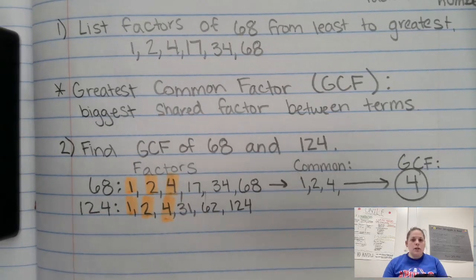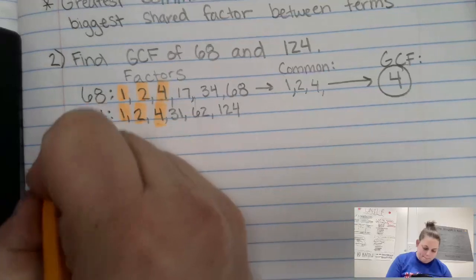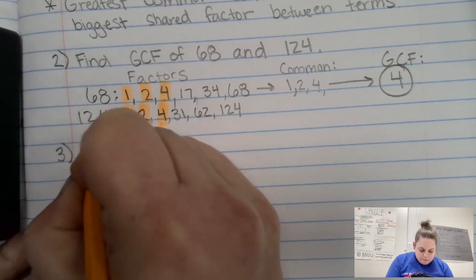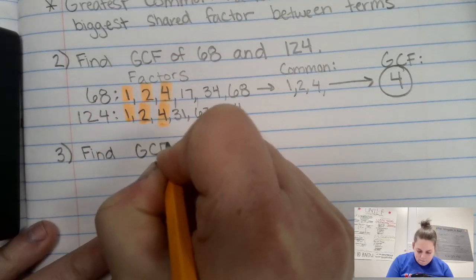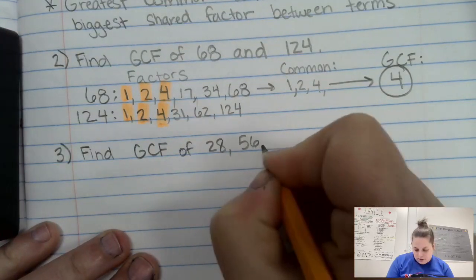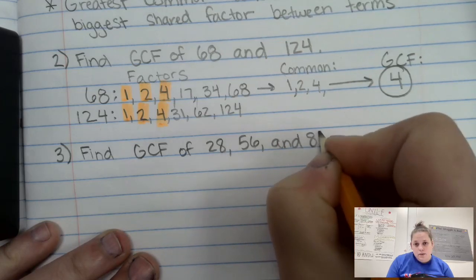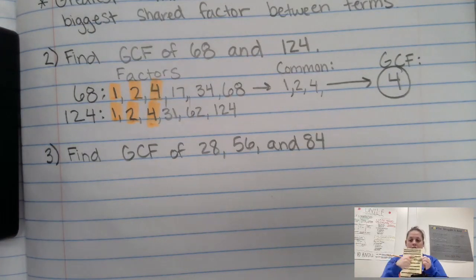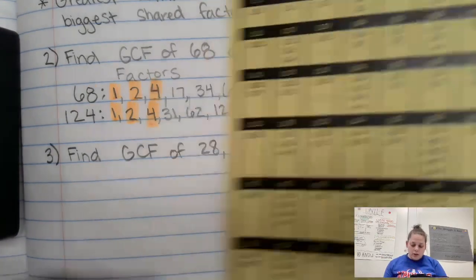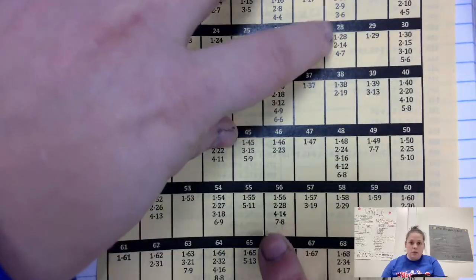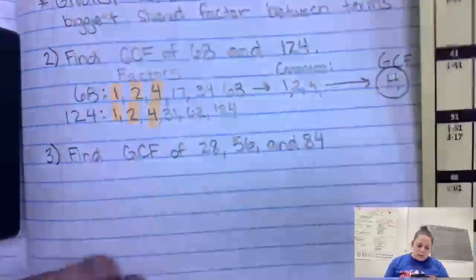Alright, we're going to do number 3, last one. We're going to find the GCF of 28, 56, and 84. Once you get good at this, you can just look at your sheet and find each of those boxes and see what's the biggest number that each of those 3 boxes have. So I could look at 28 and 56 and see what those 2 have in common. But let's go ahead and list them because these are our notes.